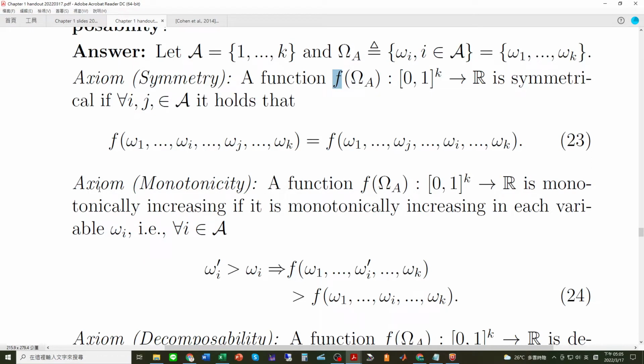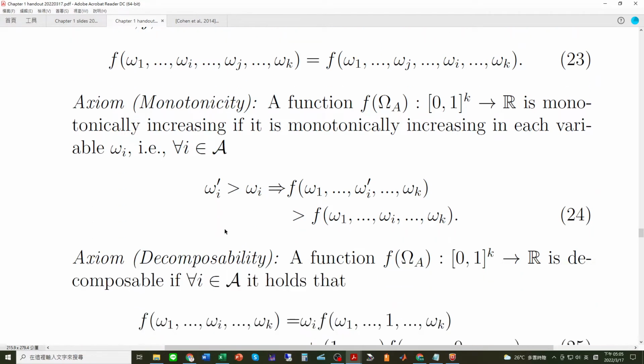So next is the axiom of monotonicity. A function f of omega_A from the closed interval [0, 1]^k to R is monotonically increasing if it is monotonically increasing in each variable omega_i, that is, for all i in A. So if we write this statement into a math equation, it is very clear.